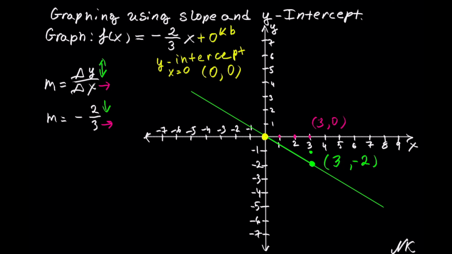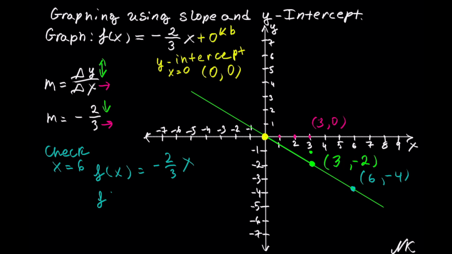To check, we pick a point that is on the line. So let's see, when x is 6, y is negative 4. This looks like it's going to give us whole numbers. So (6, negative 4). And let's see if we substitute x equals 6 into the original equation, whether or not we get negative 4 as the answer. So the original function is f of x equals negative 2 out of 3 x.